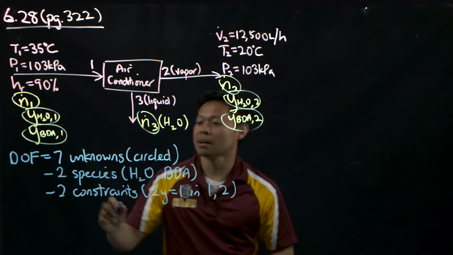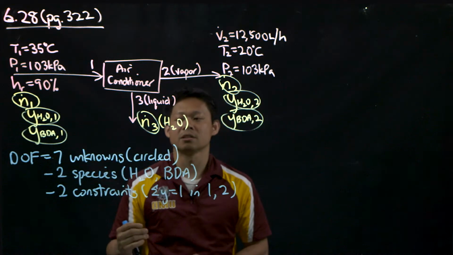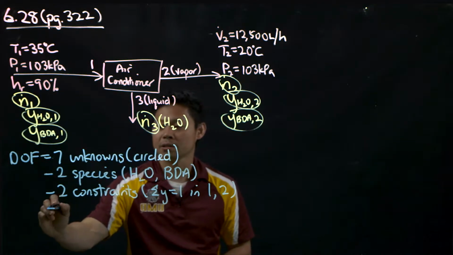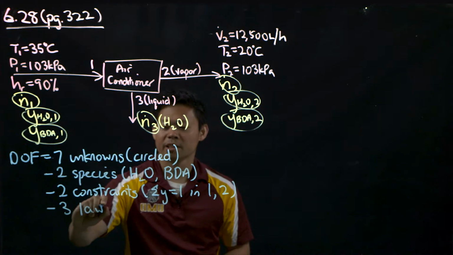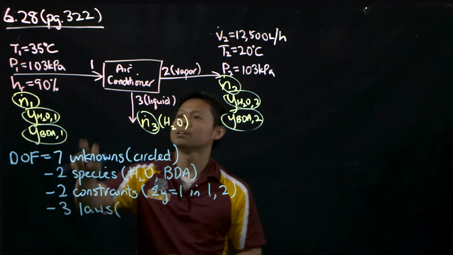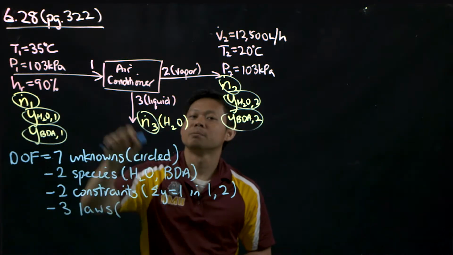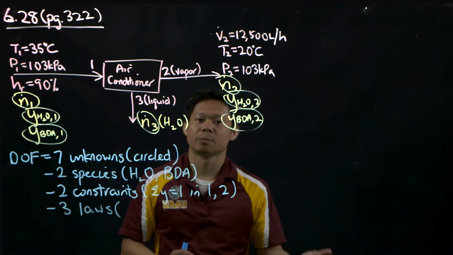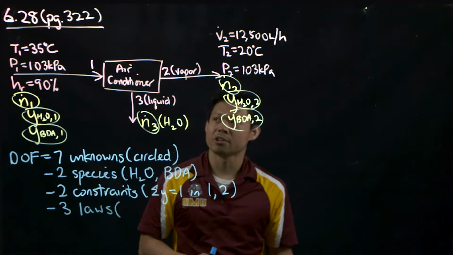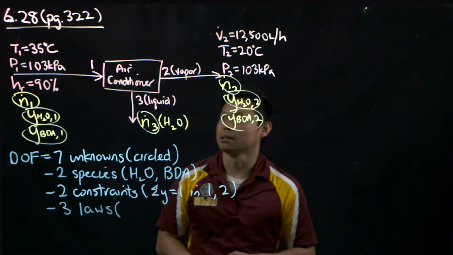The last thing we need are our physical laws, and in this case, we know that we can solve this problem, which means we actually have 3 laws. Or at least we need 3 laws to be able to solve this problem. So what are the 3 laws? Number 1 is using this relative humidity spec. With this relative humidity, what you can do is actually convert it to a partial pressure. With the partial pressure and the overall pressure, you can use Dalton's law to convert it to our mole fraction.